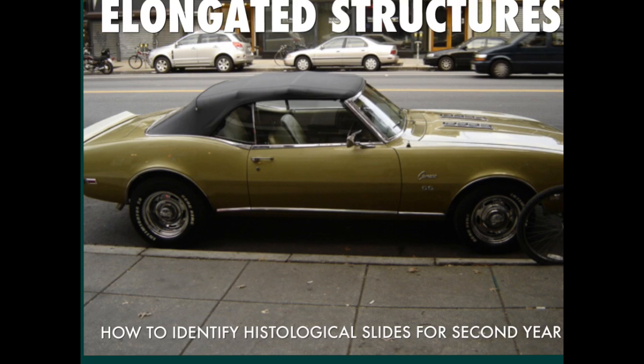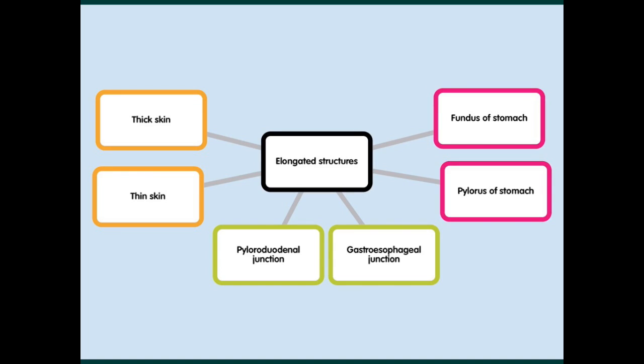Another group in the scheme of identification of the slides, the elongated structures. This group includes 6 organs. What are these 6 organs? We have fundus of the stomach and the pylorus. We have the gastroesophageal and the pyloroduodenal. We have thick skin and thin skin. Actually, each two are closely related to each other.